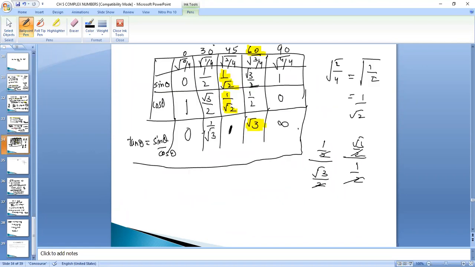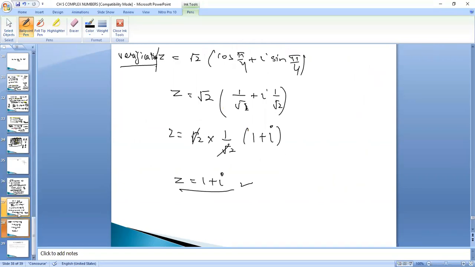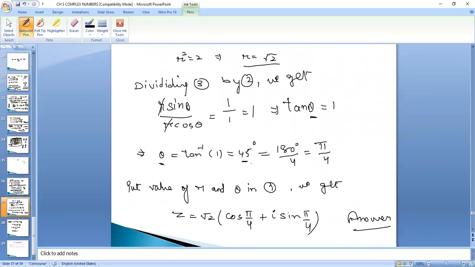So we will check from the table that for theta equal to 45 degrees, tan theta is equal to 1. So we will write theta is equal to 45 degrees, but we will write it in terms of pi. So 45 means 180 by 4. Pi is equal to 180 degrees, so it will be pi by 4. Later on with practice, you will come to know that 45 means pi by 4.